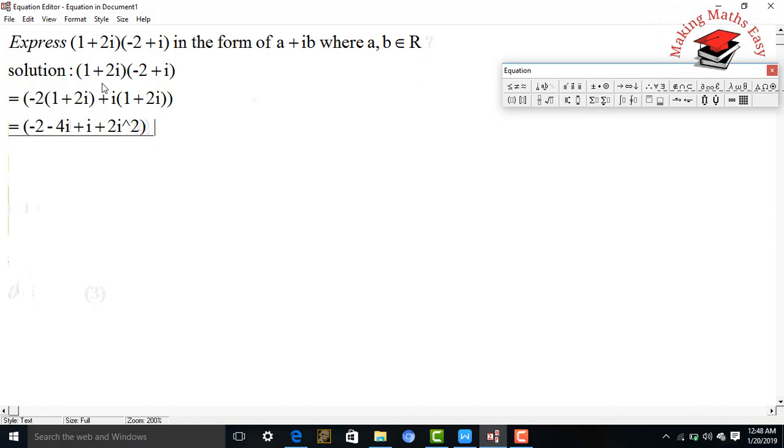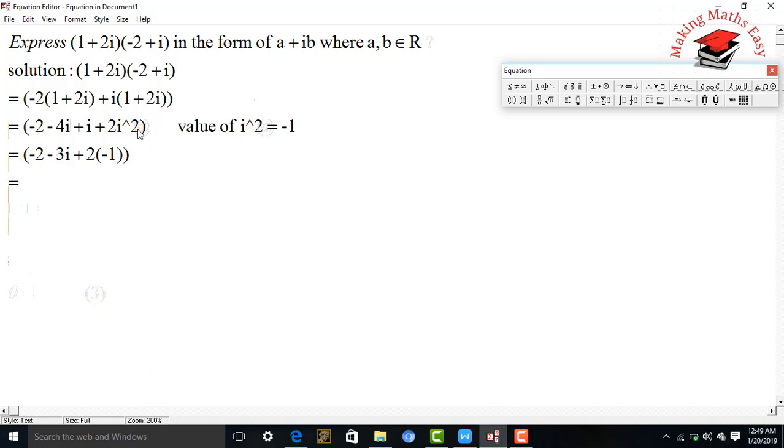As we know, the value of i square is equal to minus 1, so this i square will be replaced by minus 1. So we put minus 2, minus 4i plus i. Minus 4i and i gives me minus 3i. Then plus 2 i square, and instead of i square I will put 2 multiplied by minus 1.